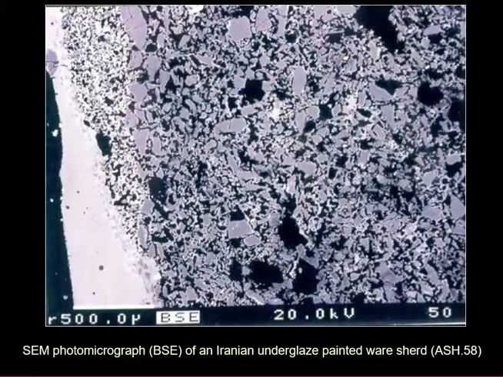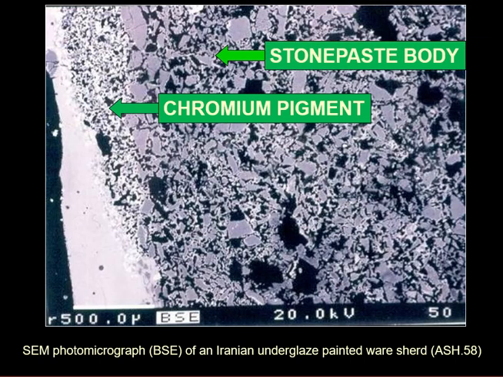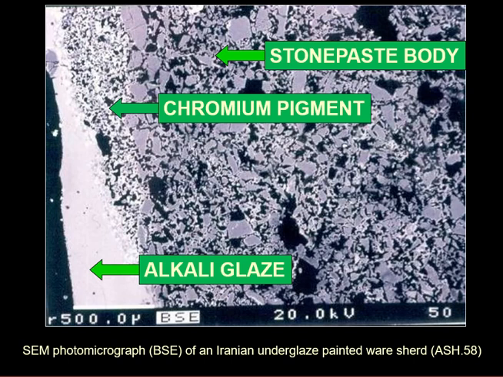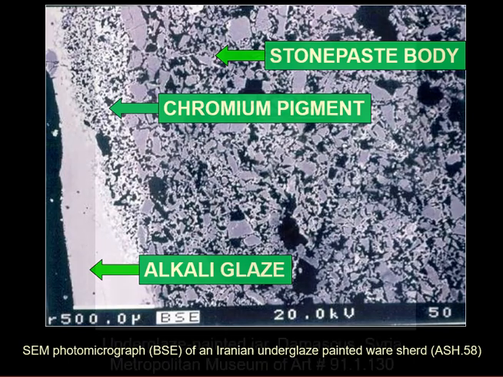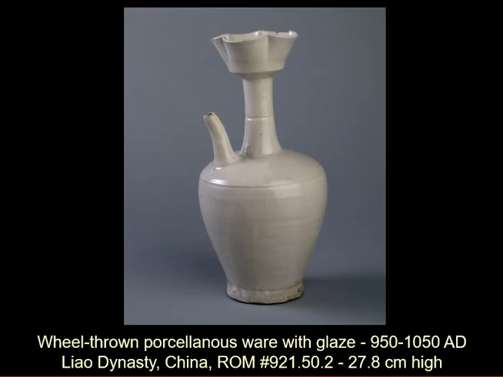Here the chromium pigment is applied as a stone paste slip between the stone paste body and the alkali glaze, rather than as just the pigment alone. Eventually in Iran, as in Syria and Egypt, proper underglaze painted wares became popular and certainly were more common than the probably more costly luster wares. Meanwhile, in China, the taste was for more understated ceramics.